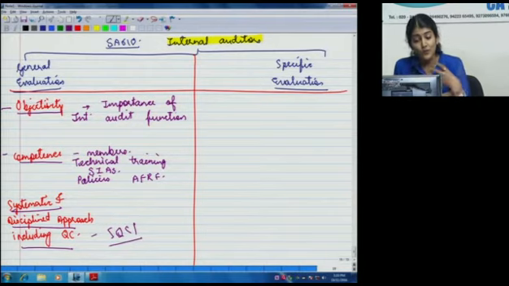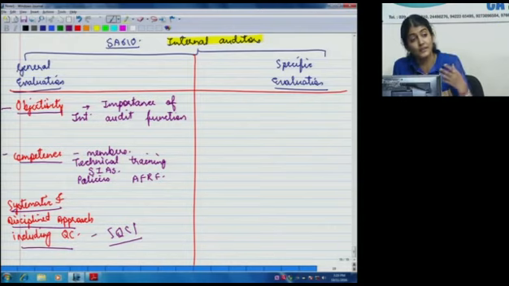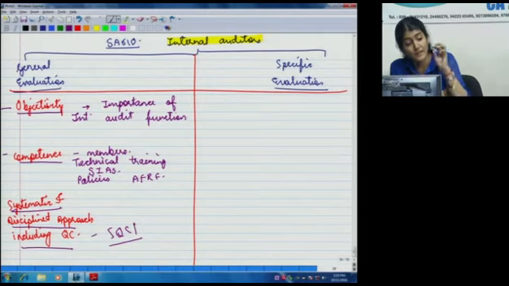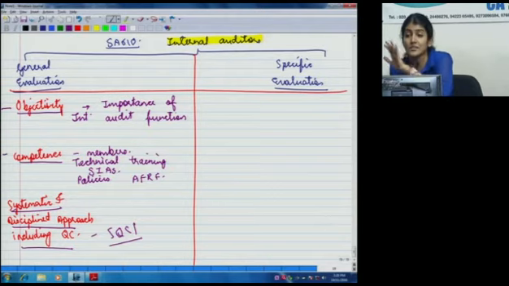Right. Now, so far, I have only done the general evaluation of the internal audit function. Overall, I have checked the internal audit function. Now, under specific evaluation, for example, I am going to specifically check how the internal auditors have done their work in relation to expenditure controls.